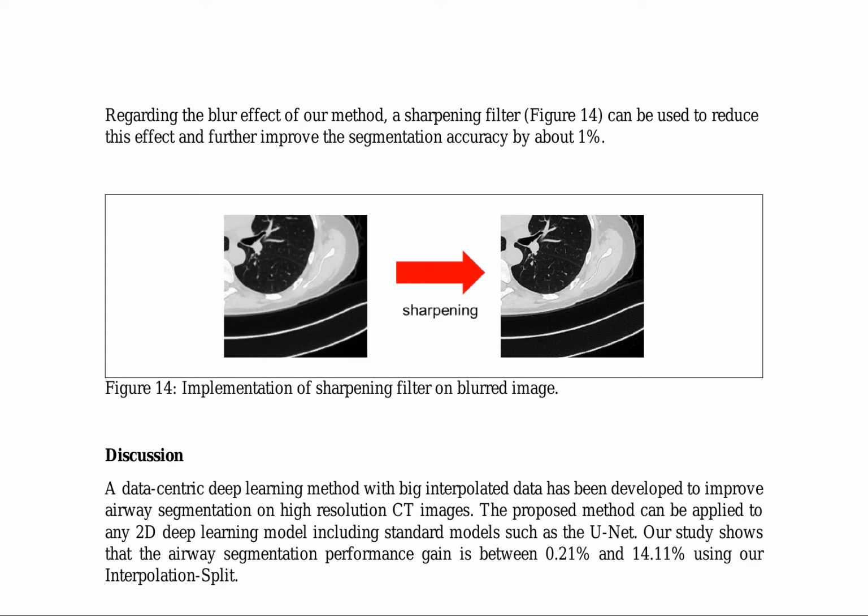Leveraging the proposed data-centric deep learning approach, incorporating large interpolated datasets with 2D deep learning models, such as the standard U-net architecture, significantly boosts segmentation accuracy. This methodology facilitates airway segmentation by considering interpolation ratio effects. Moreover, incorporating this interpolation-split technique, connectivity improvement, airway wall segmentation accuracy increases.